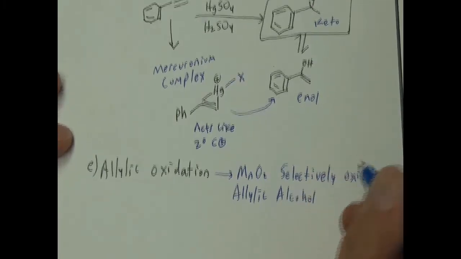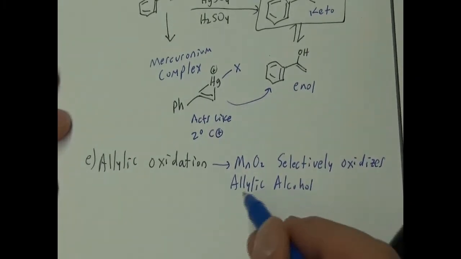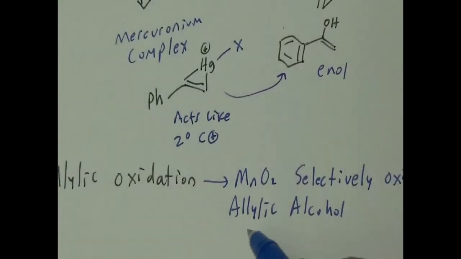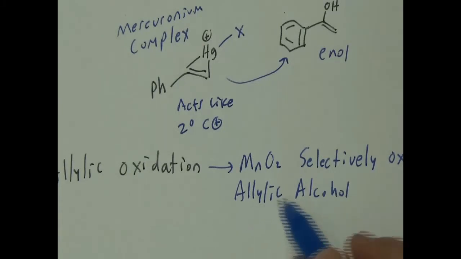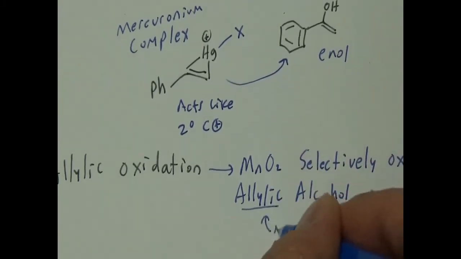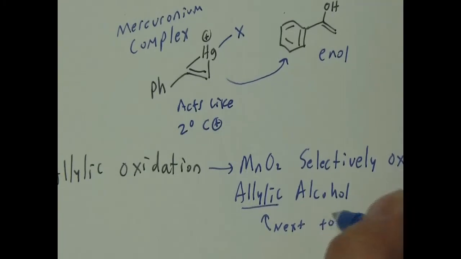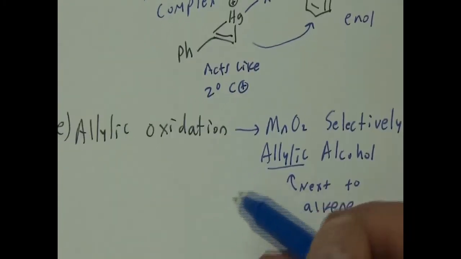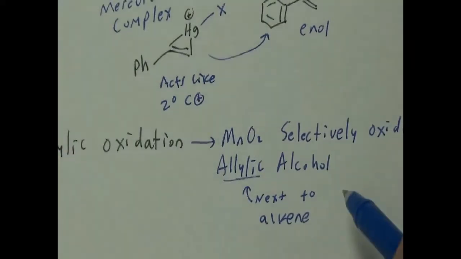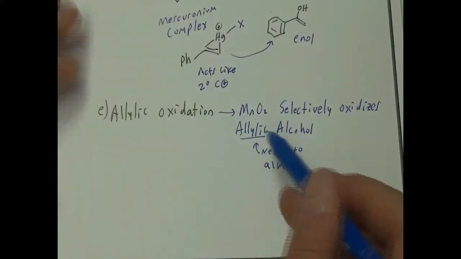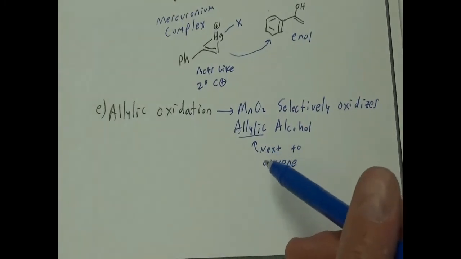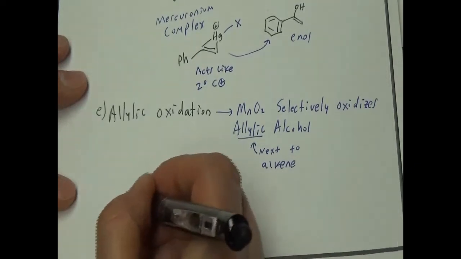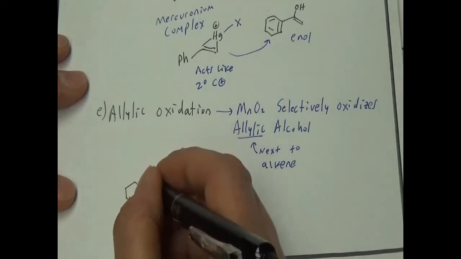What is allylic alcohol? Allylic. Remember that word? You may have heard it at some point. Allylic just means next to an alkene. And we can selectively oxidize an allylic alcohol using MnO2. And I'm just going to show an example. No mechanism. Book mentions this, that's why I just want to bring it up. Steroid.